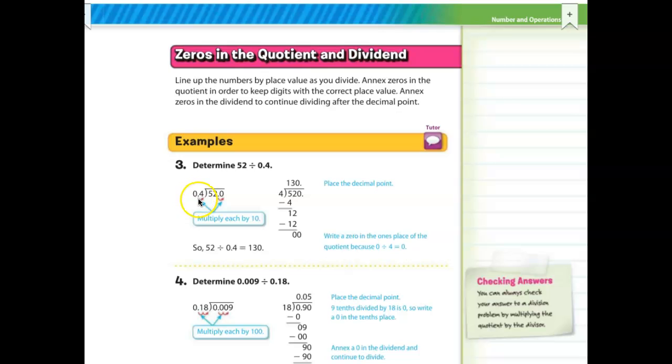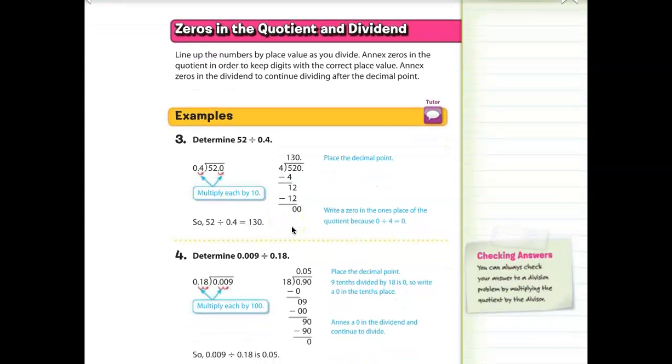Again, the first thing we're going to do is multiply the 4/10ths by 10. That becomes 4. So then we're going to move, and this is 52. If we put the decimal point there and move it also over one space, we do end up with 520. So you had to annex that 0 to create that 520. And then you just do the regular division as it is shown here.